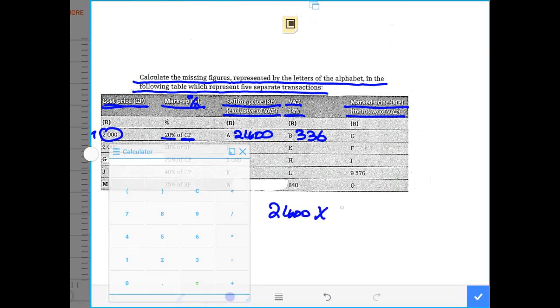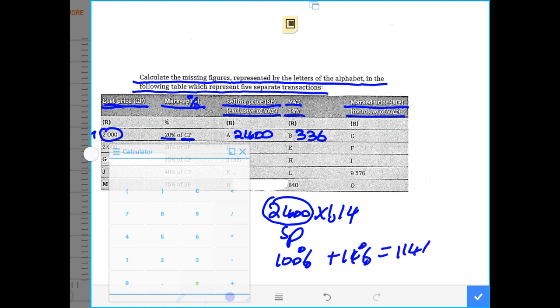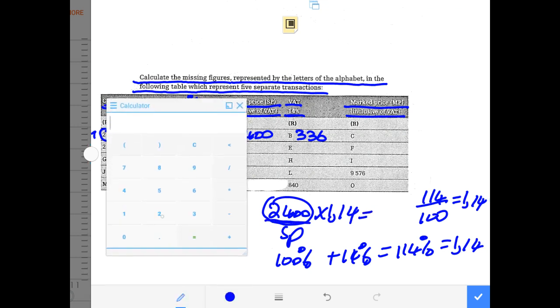So if we are required to calculate the marked up price, it will be 2,400 times 1.14. Where is 1.14 coming from? It's because 2,400 is the selling price, and the selling price is 100%, and we add 14% on that, then this will give us 114%. And we know that 114% is 1.14, which comes from 114 divided by 100. So we can simply say 2,400 times 1.14 to get straight to the marked up price.